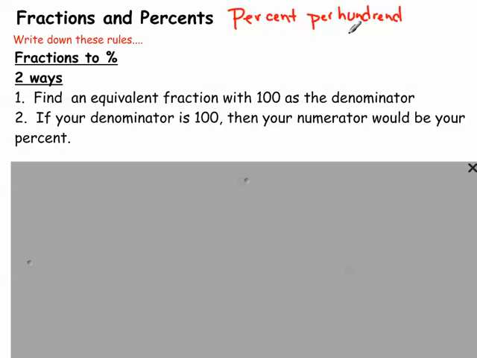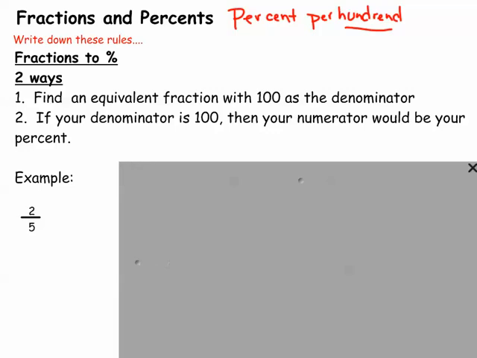Remember, because percent is based on 100, that's why I want 100 as my denominator. Then, once you have the denominator of 100, your numerator is simply going to be your percent because it's over 100 or it's out of 100. All right, so write that down and let's do some examples and see if you can kind of understand what I'm talking about here.